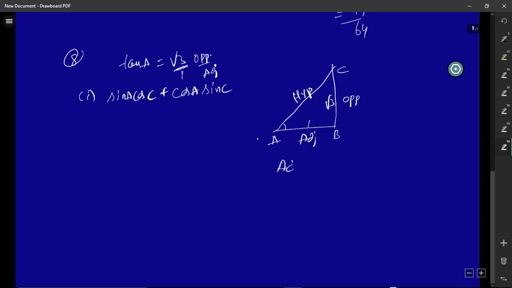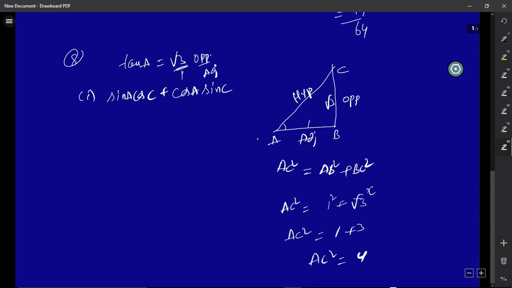I'll again make use of the Pythagoras theorem. AC square is equal to AB square plus BC square, to find out the value of AC. The value of AB is given as 1. The value of BC is given as root 3. 1 square is 1. Square and square root get cancelled here. So 1 plus 3 is 4. AC is equal to square root of 4, which is 2. So the value of AC is 2.